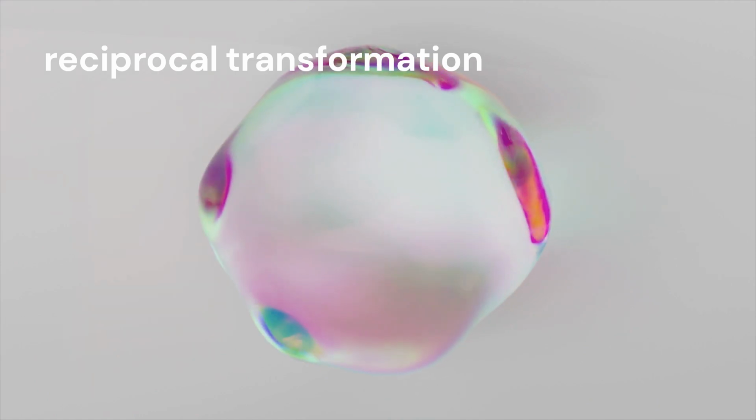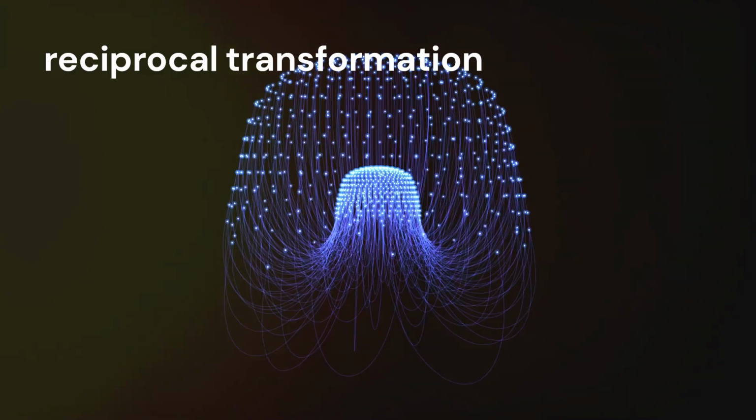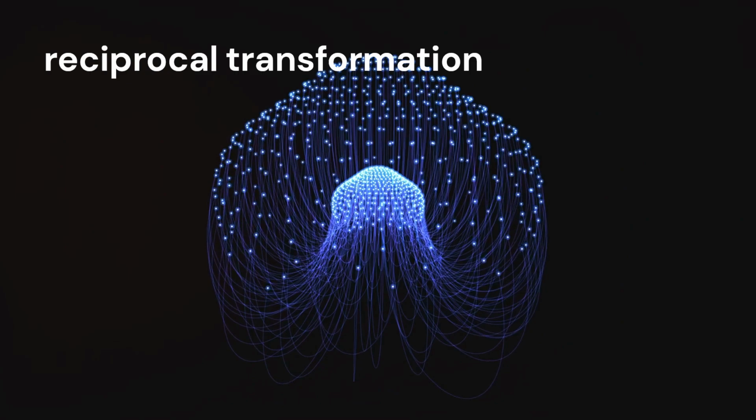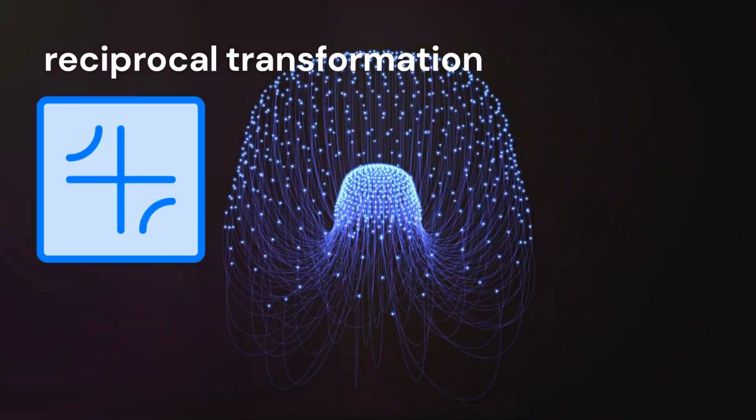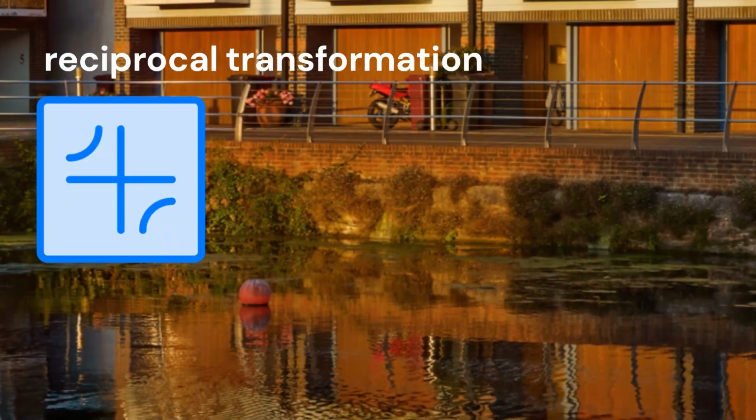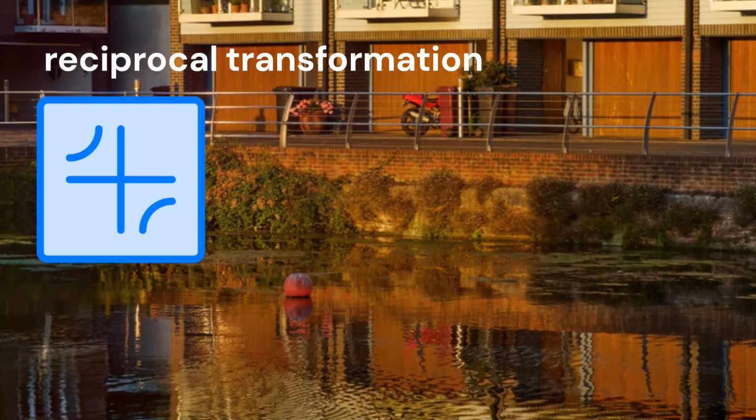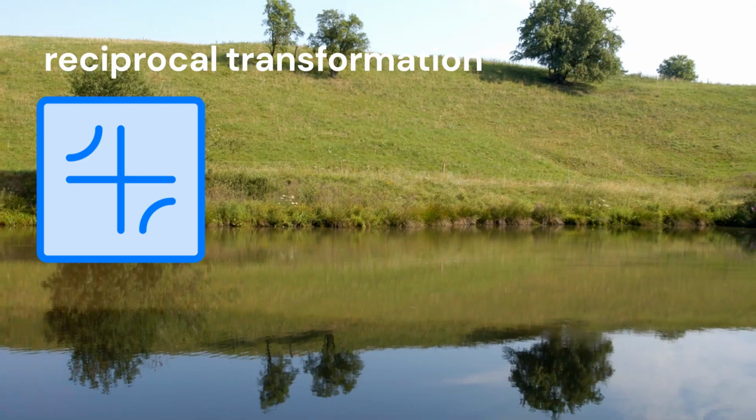But remember, it's not a one-size-fits-all solution. Reciprocal transformation is most effective when the original data follows a hyperbolic pattern. If your data doesn't fit this shape, a different transformation might be more appropriate.